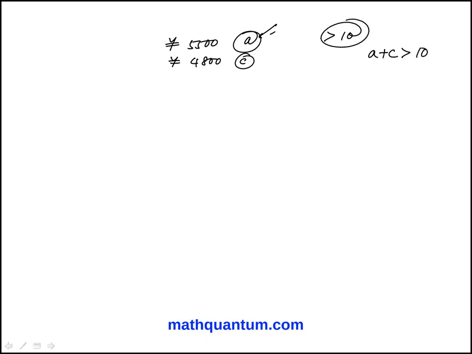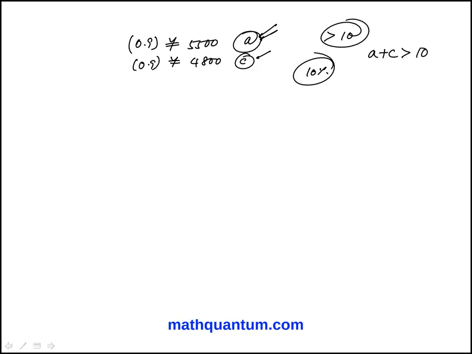So we're told that the regular price for admission to an amusement park is 5,500 yen for the adults. And I'm going to call A the number of adults, and it is 4,800 yen for children. We're told that there were at least 10 people, which means A plus C is at least 10. This is the number of adults and number of children, and they get a 10% discount. So it's 90% of this was what they actually paid.